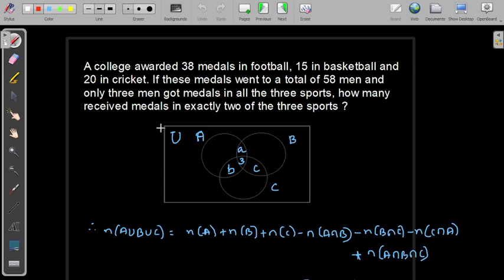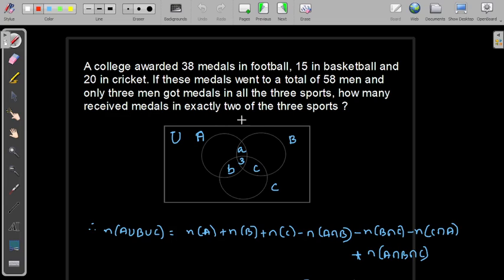Similarly, there is one more problem where we can apply the formula. So let us see this problem. A college awarded 38 medals in football, 15 in basketball, and 20 in cricket. So let me take the number of people who got medals in football as A, basketball as B, and cricket as C. These medals went to a total of 58 men, and only 3 men got medals in all the 3 sports. So 3 men, all the 3 sports. So I am writing 3 in the common region.